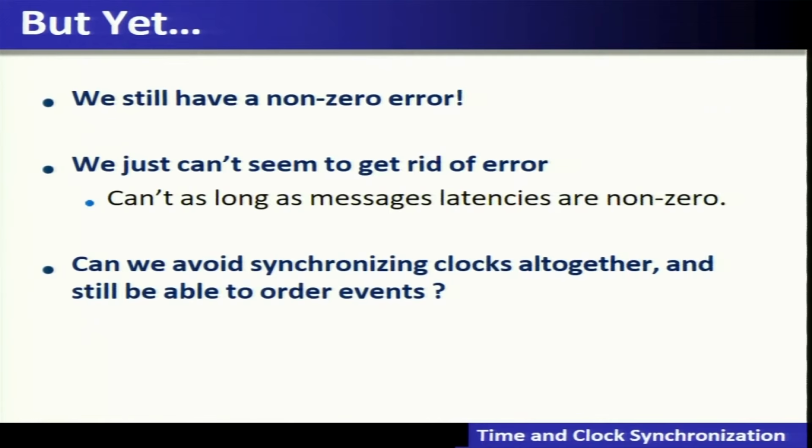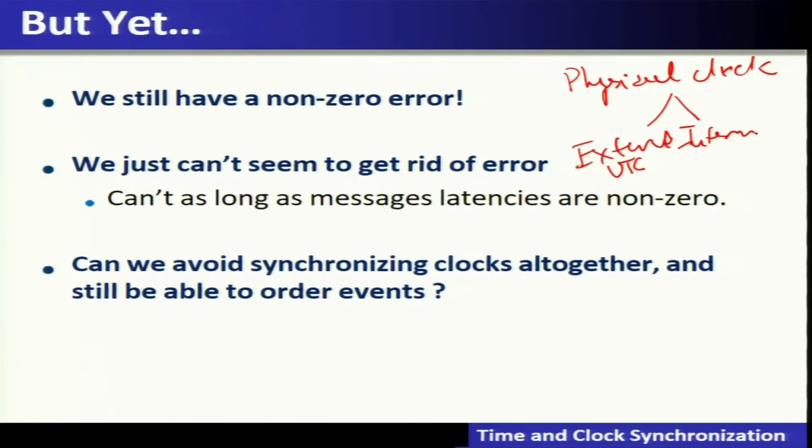Now, what we have so far seen is physical clock synchronization, and there are two types of physical clock synchronization. One is the external synchronization with the universal time clock, and the other is internal synchronization algorithms, which we have seen in terms of the Data Center Time Protocol, and here we have seen the Network Time Protocol as an external synchronization algorithm. In every method we have seen a non-zero error.